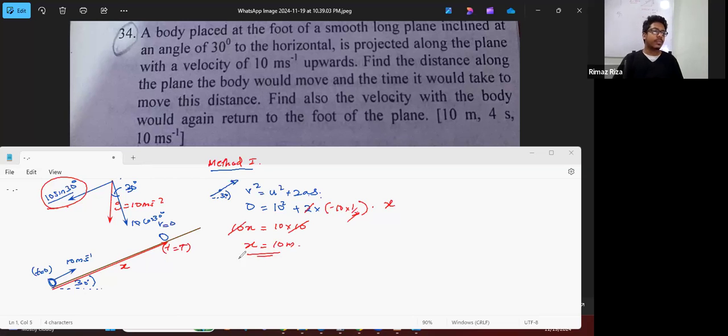Once I got the value of x, now I can find the time. We can find the time using the formula v equals u plus at, again in the same direction. In method one, I'm considering the along-the-plane direction. Here again the final velocity is 0, u is 10, and the acceleration is downward, 10 sine 30. So 10 into sine 30, which is half, into capital T. Therefore 5t equals 10, so T equals 2 seconds.